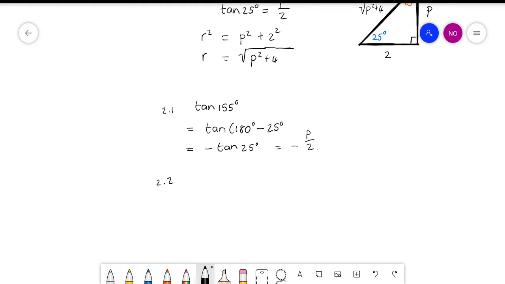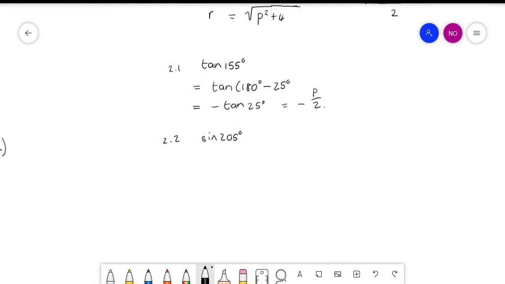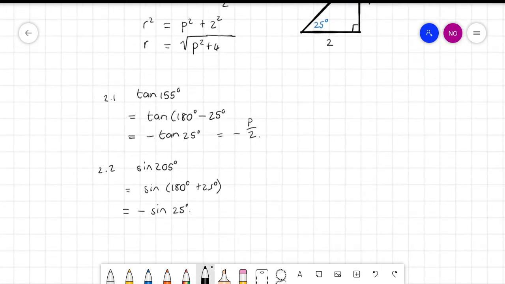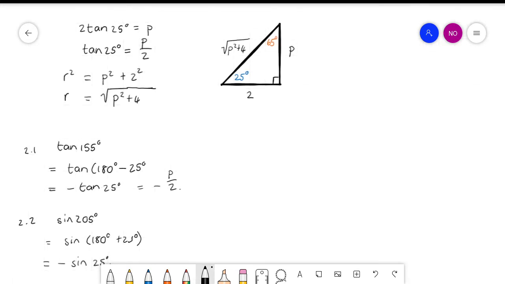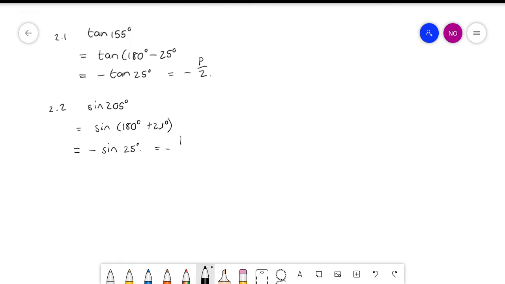2.2, it says sine of 205. Hierdie eerste paar is, ek wil amper sê, redelik straightforward, so ek gaan hulle redelik vinnig doen. Derde kwadrant is 180 grade plus 25. Sin is negatief in die derde kwadrant. So I'm looking for negative sine of 25 degrees. Now I have to go to my triangle and say, I'm working with the 25 degrees. Sin is oorstaande op skuinssy. So dit gaan wees negatief P op wortel P kwadraat plus 4. Good.